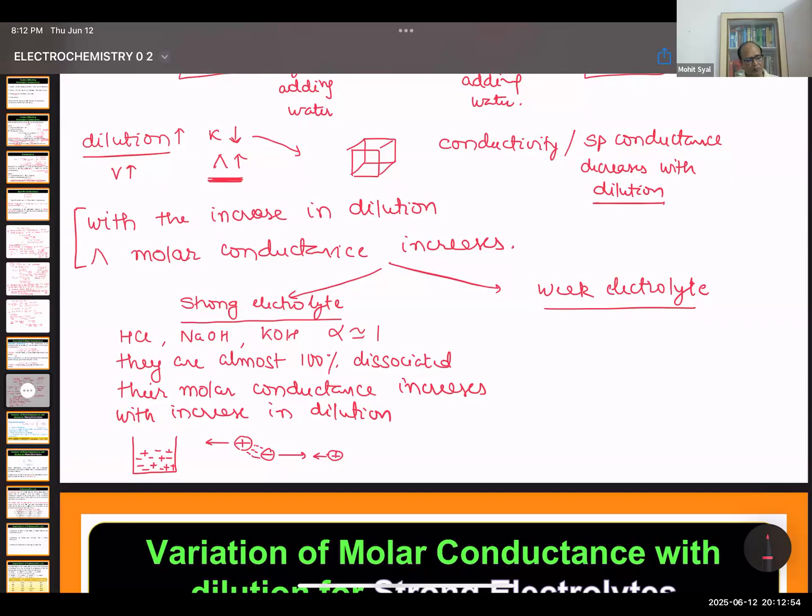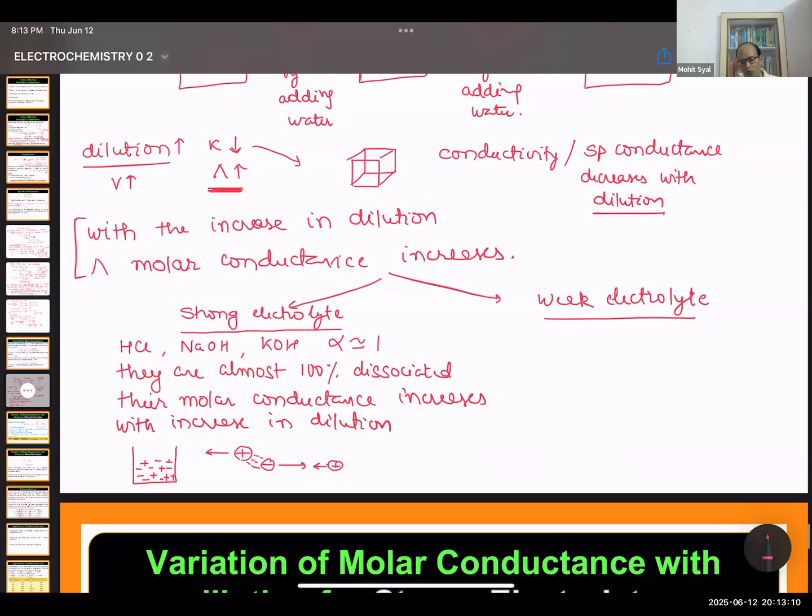So a strong electrolyte, the molar conductance increases because with the dilution, the ions are separated. Okay. And if you have more volume, let's say, if you take a bigger volume, so the ions are farther, and they are not going to stop each other while moving in opposite direction. Is it clear?